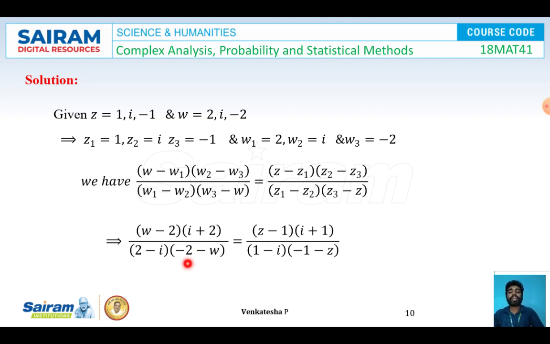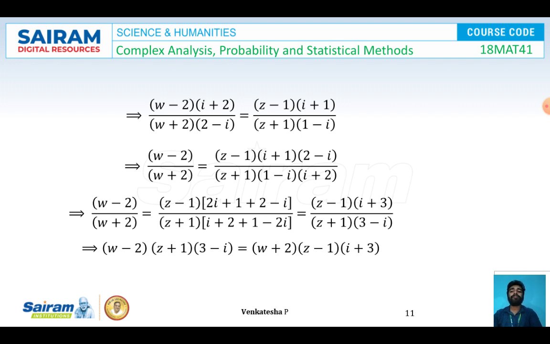So from this one I'm taking minus common factor, it will become minus of (2 plus w). Similarly, taking minus common here, it will become z plus 1. So now I can cancel both the minus signs. So I got the equation (w minus 2)(i plus 2) by (w plus 2)(2 minus i) is equal to (z minus 1)(i plus 1) divided by (z plus 1)(1 minus i). Now I am shifting this i plus 2 to RHS and 2 minus i to RHS. I got the equation (w minus 2) by (w plus 2) is equal to (z minus 1)(i plus 1)(2 minus i) divided by (z plus 1)(1 minus i)(i plus 2).